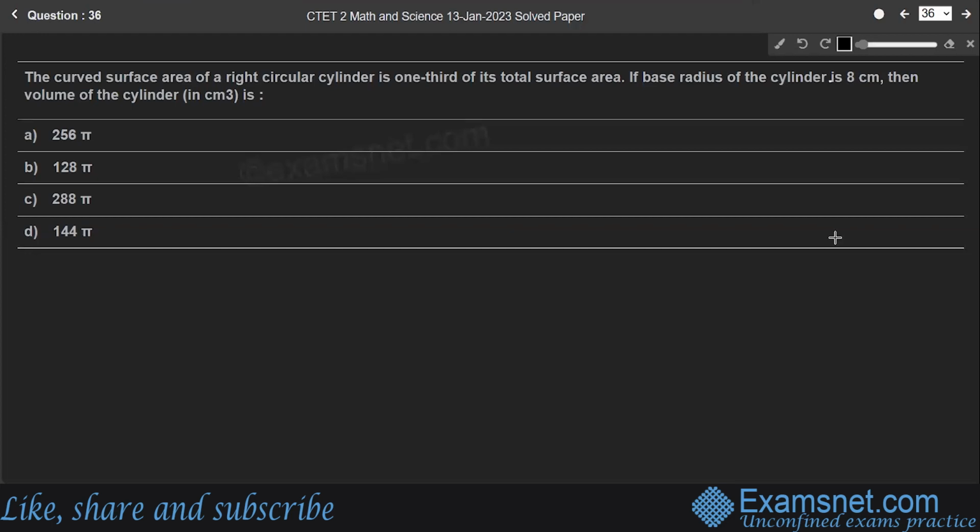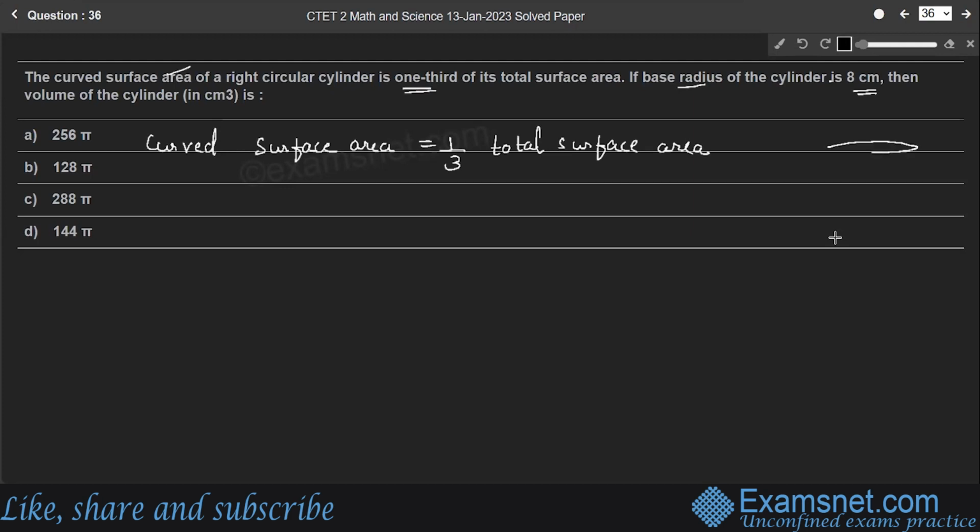Question 36. The curved surface area of a right circular cylinder is 1/3 of its total surface area. If the base radius of the cylinder is 8 cm, then the volume of the cylinder is. So students, it is given that the curved surface area, CSA, of a right circular cylinder is 1/3 of the total surface area.